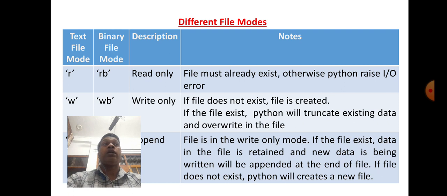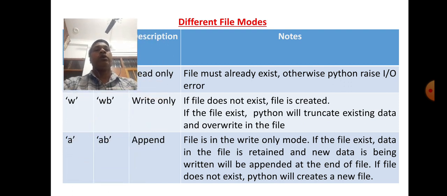The file object contains the location, name of the file, and file mode. If the file exists, then Python will truncate the existing data and overwrite the file. When you open a file object in write only mode, all the data that was previously stored in the file is erased and the file is opened as a blank file.